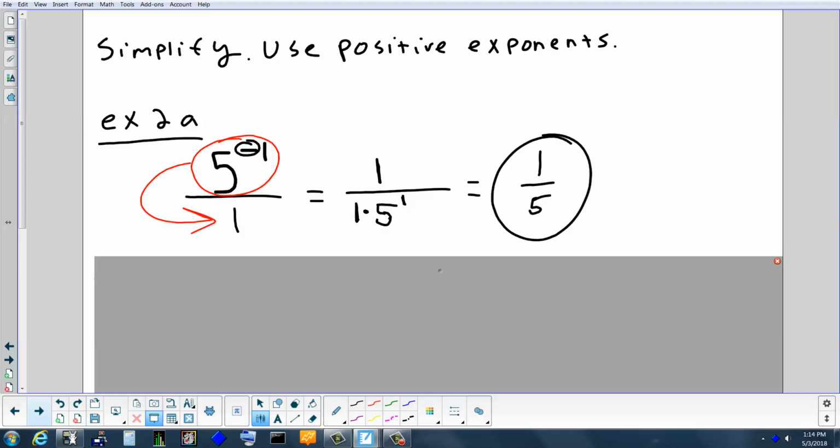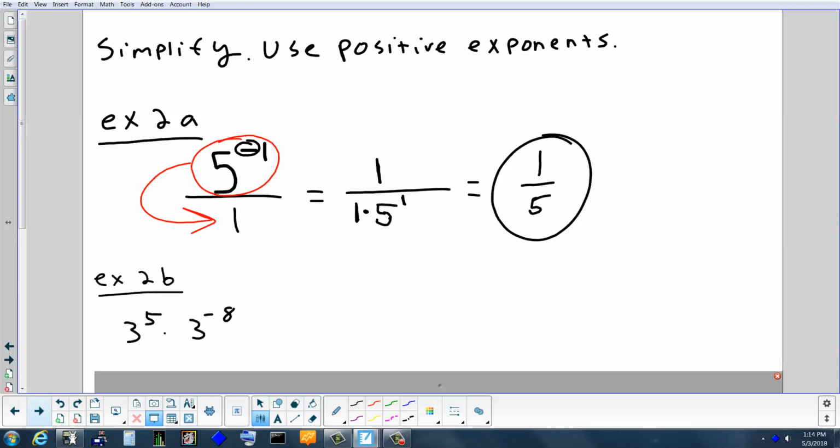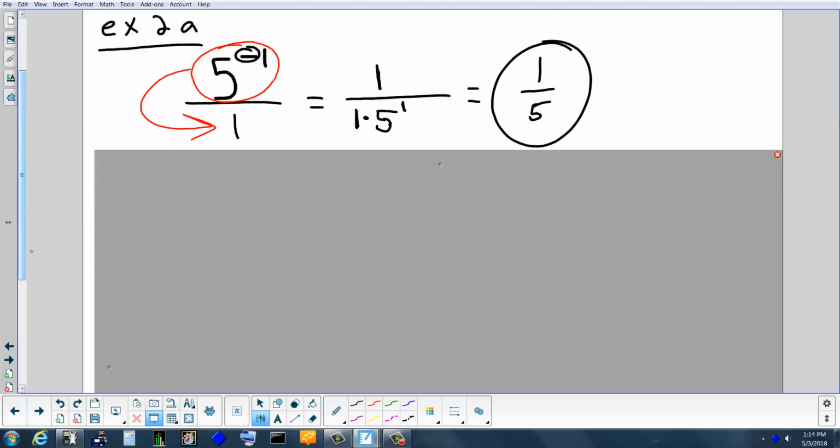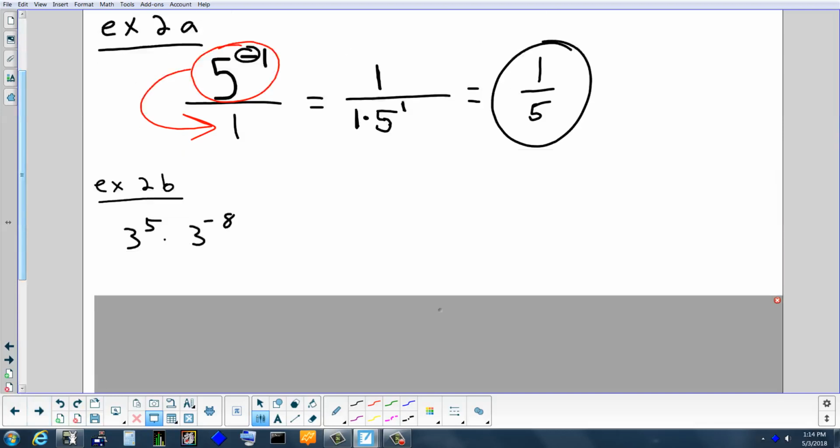So, anytime you have a number with a negative exponent, if it's in the top and it's negative, we move the whole thing to the bottom. If we have a negative exponent in the bottom, we'll move it to the top. All right? So let's try another one. Let's look at this one.